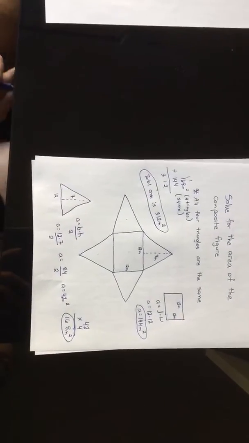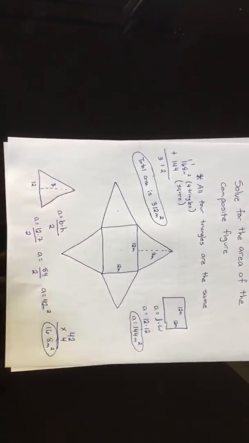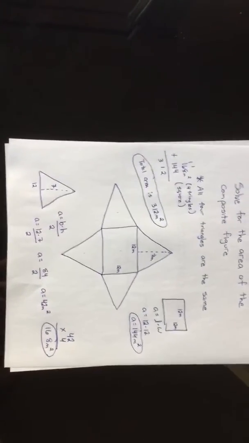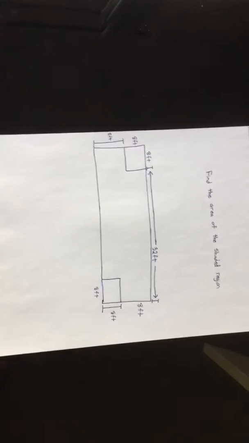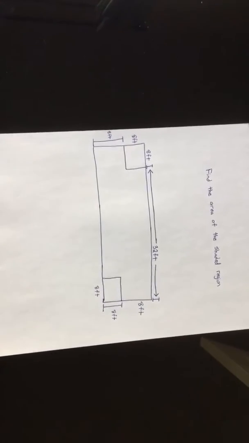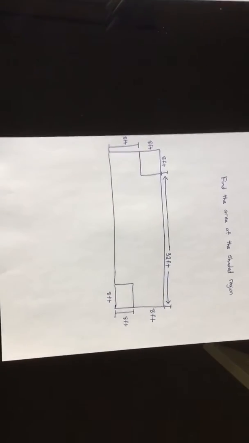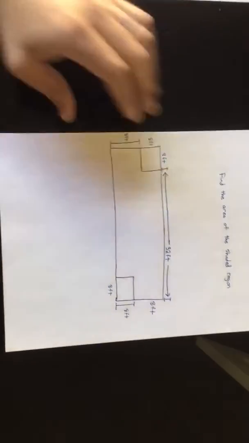So guys, to keep this plain and simple for a composite figure, you're finding the area of each shape and adding them together. Now this next one is going to be a challenge. It says, find the area of the shaded region. Some are like, what is shaded? There's nothing shaded here. Well, good news is, yes, there is.